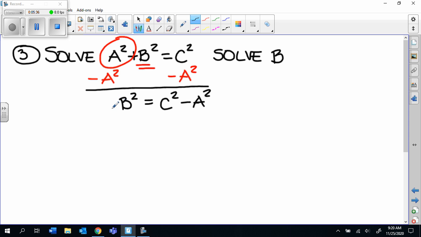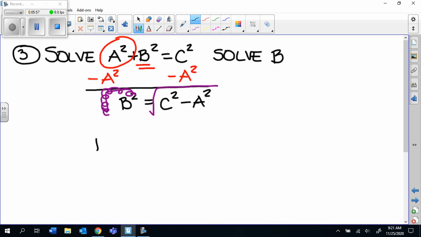A different text might have that in reverse order. There's no really right or wrong. And now we need to get rid of this squared. So the undoing of a square, the inverse of a square, is to square root. So I'm going to square root both sides, and that is going to break that free and cancel that out.